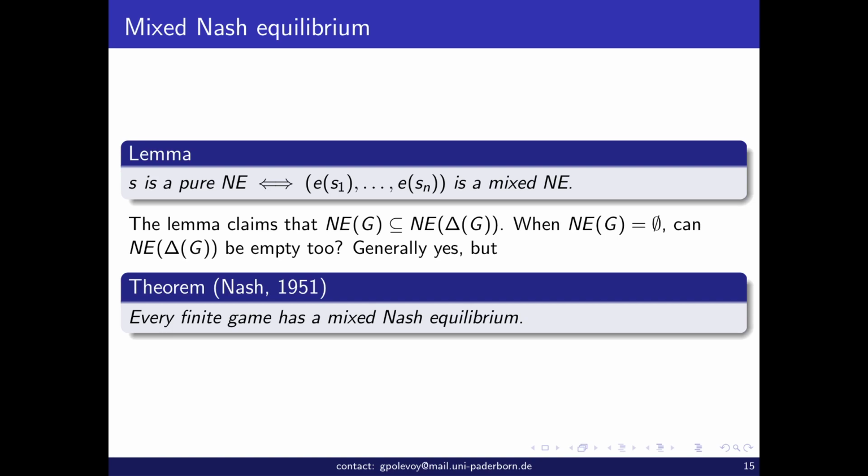But maybe some equilibria get added, and that's the case sometimes. So a burning question is, if the original game had no equilibria, can the new game have no equilibria as well, or does it always get some equilibria? Well, the general answer is yes. The new game can be empty too. The new set of Nash equilibria can be empty too. But if the original game is finite, then the new game has at least one Nash equilibrium. And that's the famous theorem of Nash from '51, which we are going to prove.